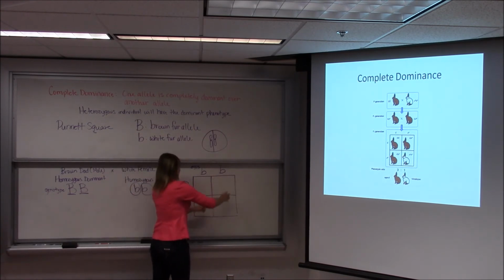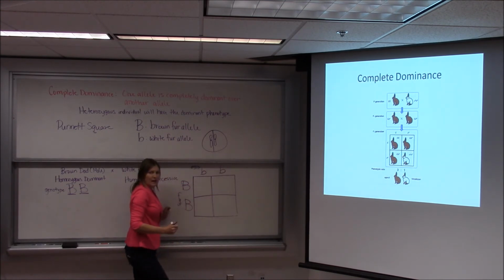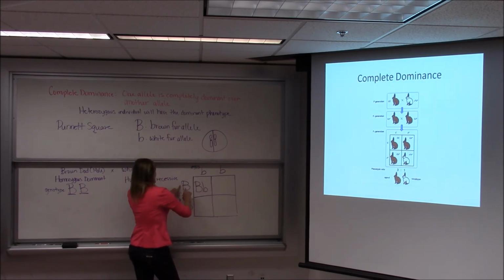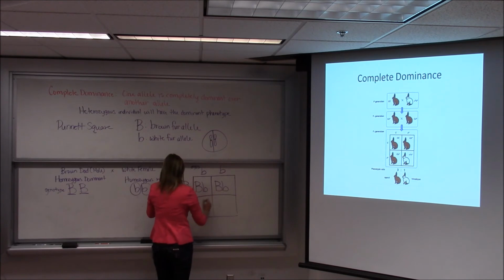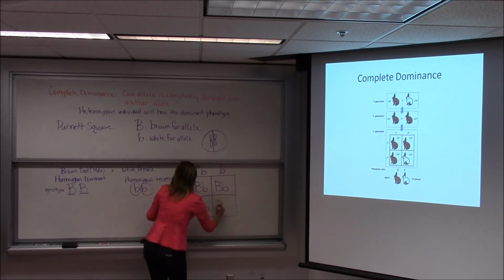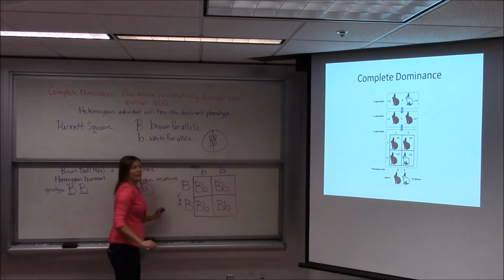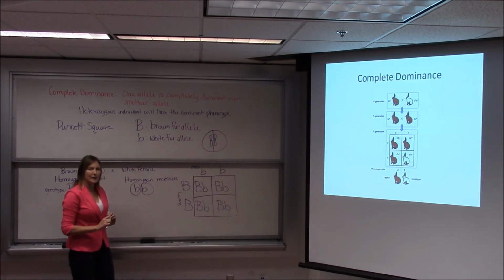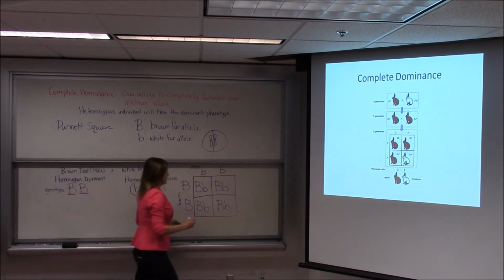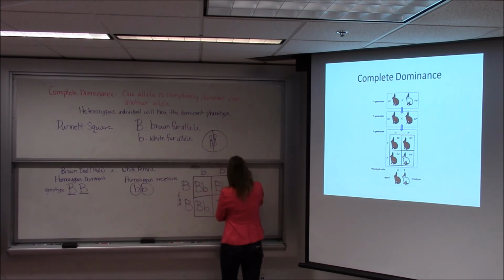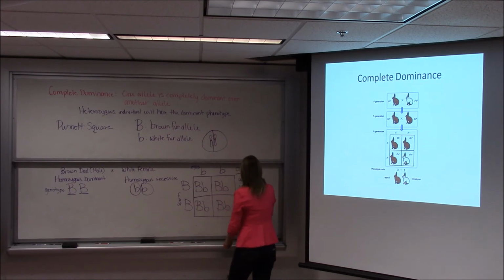So when we do our crosses, we're going to draw a line and look at what the genotypes of our babies are going to be. This baby will be big B, little b, big B, little b, big B, little b, big B, little b. So all of our offspring are heterozygous. So the genotype of our offspring: 100% heterozygous.